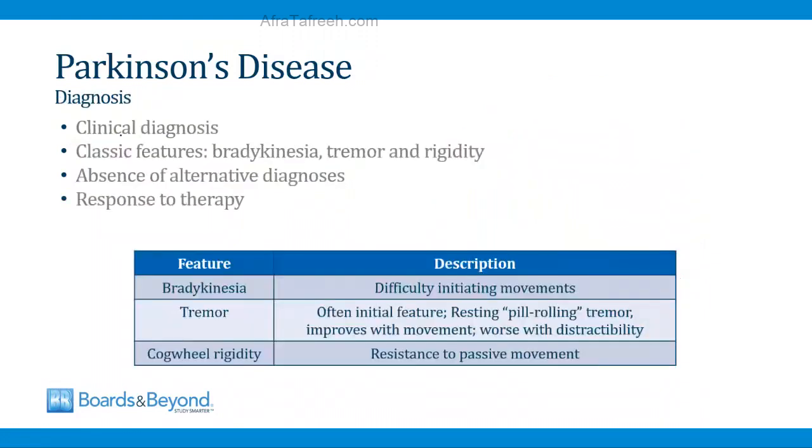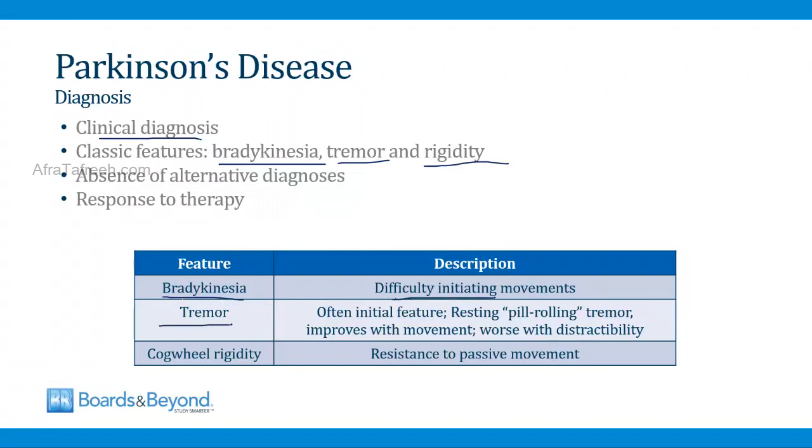The diagnosis of Parkinson's disease is clinical. It's made based on the patient's findings. There are no imaging tests or blood tests. And you can make the diagnosis when the patient has the three classic features of Parkinson's disease. One is bradykinesia, one is tremor, and the other is rigidity. If you look at the bottom of the screen, bradykinesia is difficulty initiating movements. We'll talk more about this in a minute.